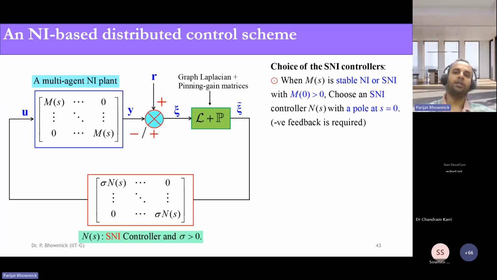So if you ask me what will be the choice of the SNI controller, then here I'm going to mention three specific cases. I hope it would be easier and exhaustive for us to consider different scenarios.